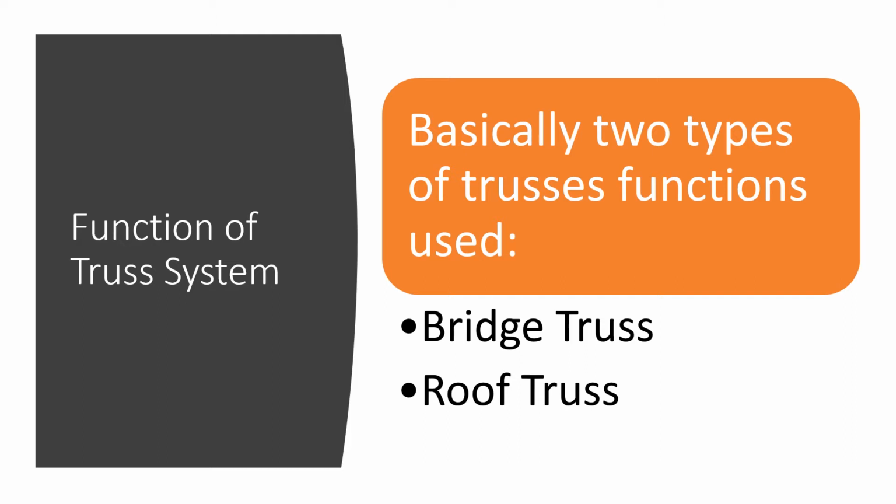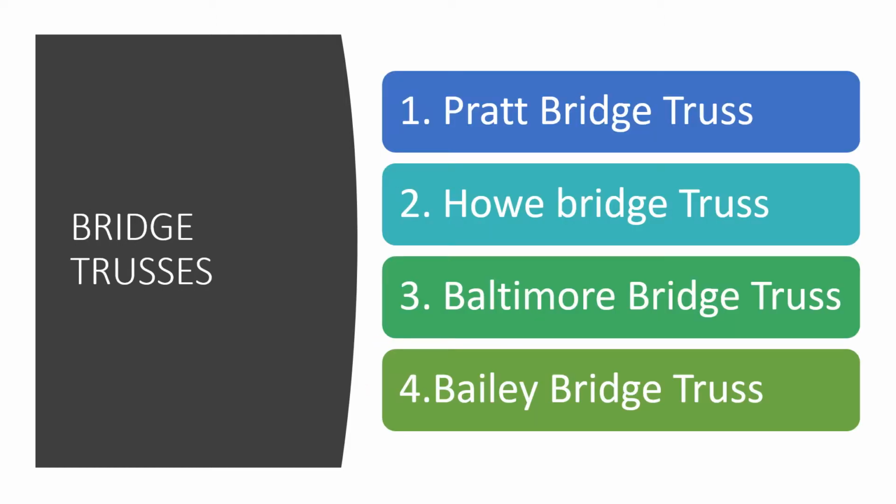Function of truss system, there are two types of function. The first we use as a bridge, and the second we use as a roof. There are many types of bridge trusses. Here we have the first one called the Pratt bridge truss. The second one, Howe bridge truss. The third is Baltimore bridge truss, and the fourth one is Bailey bridge truss.